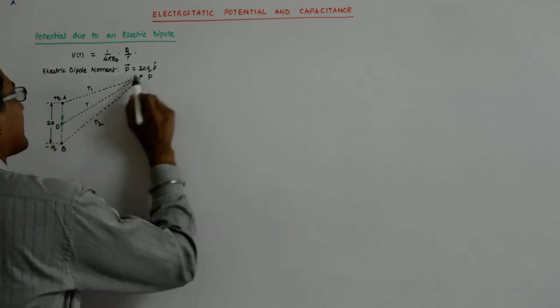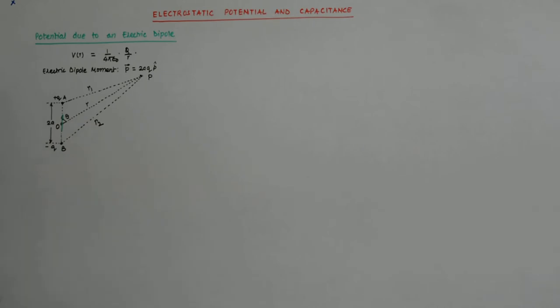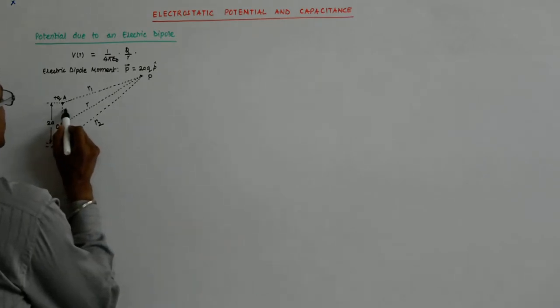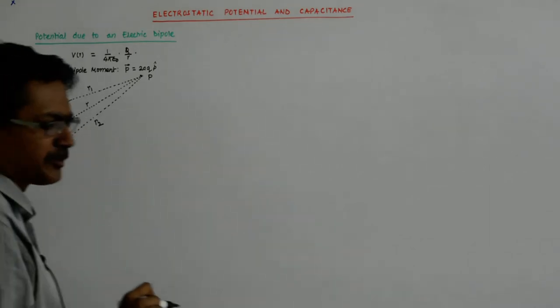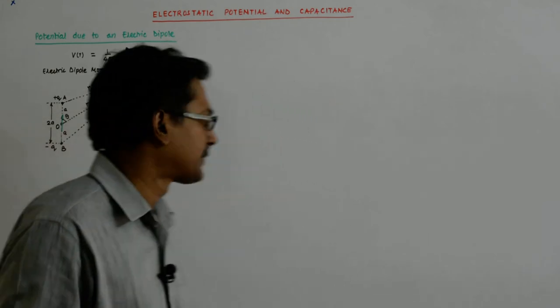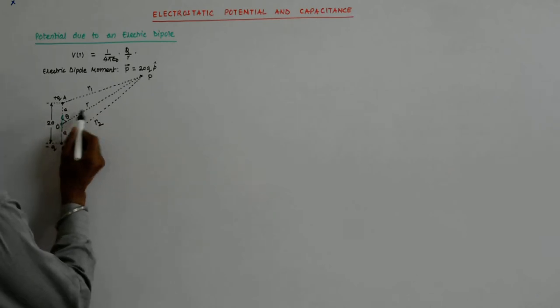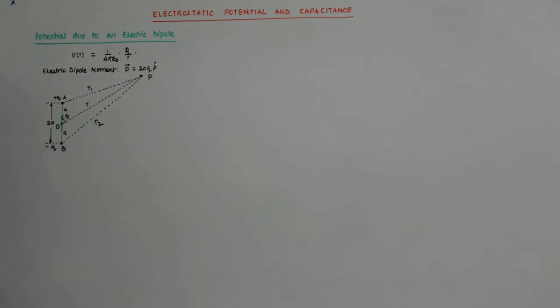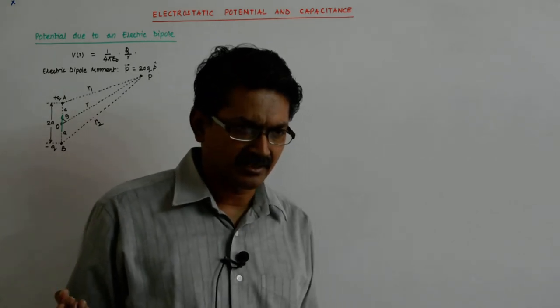So this vector makes an angle of theta with the dipole moment vector. We understand? And we also understand that OA is a and OB is a, right? So I am given r and theta, and I have to find out everything else in terms of r and theta, right?